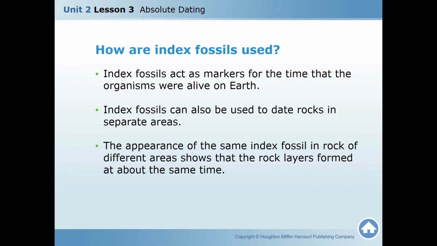Now, how are index fossils used? They act as markers for the time that the organisms were alive on Earth. They give you an indication. The indication means here is markers. Index fossils can also be used to date rocks in separate areas. Not only do we know the age of the fossil, we also know the age of the rock. By this, we end the lesson and we'll watch the video.